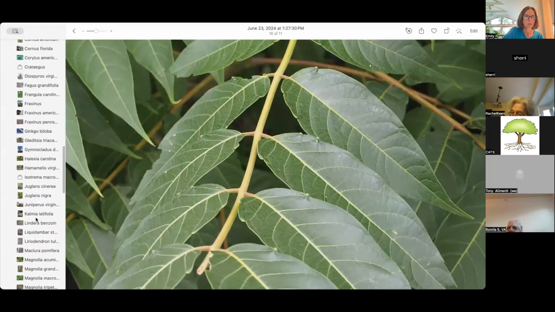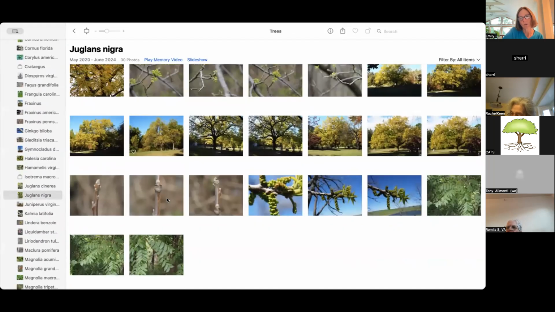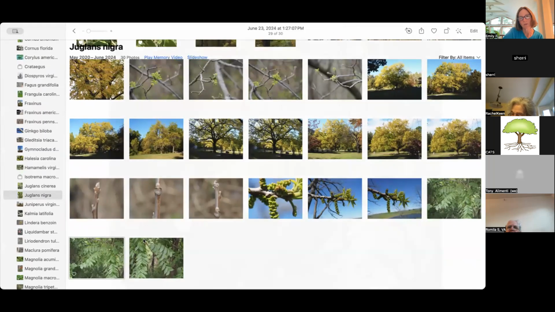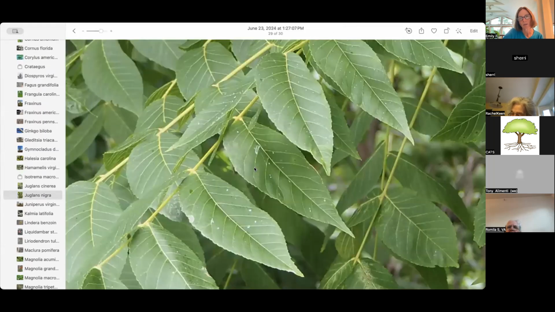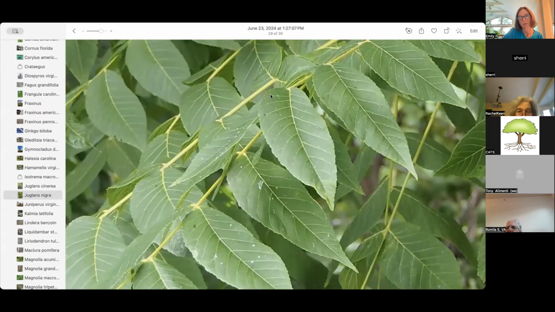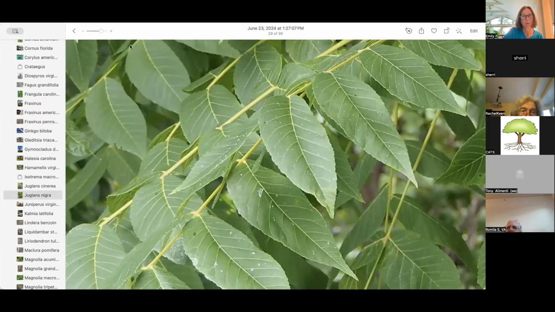The black walnut does not have those. There are no glands on those leaflets. Does that make sense and help? Okay, great.